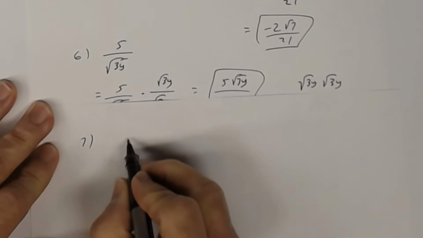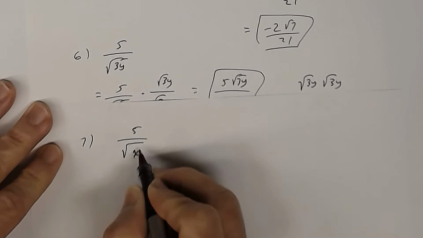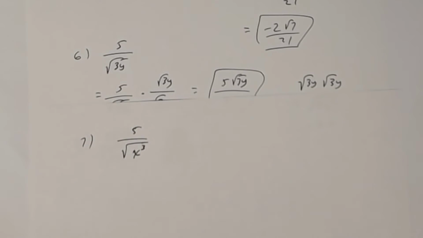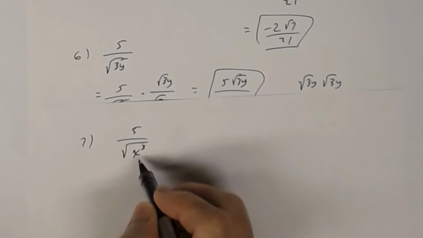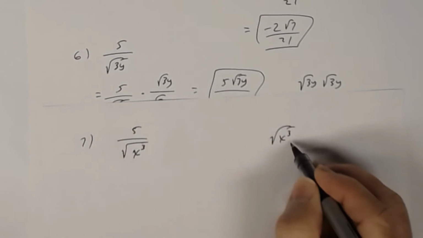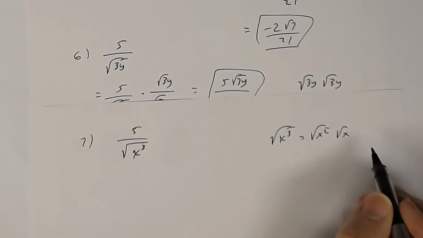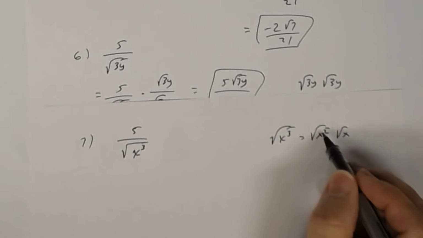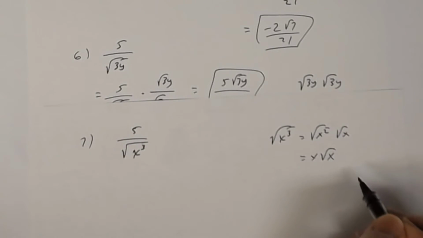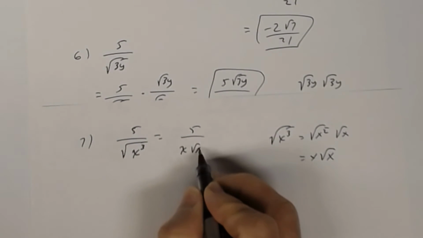So number 7. Let's suppose we had 5 divided by the square root of x to the 3rd power. Okay, a couple of things you can do. You could simplify the square root of x to the 3rd first, and we know how to do that. We know that the square root of x to the 3rd is the square root of x squared times the square root of x, based on our experience before, right? Okay, and so the square root of x squared is x, so you get x times the square root of x. So that's that denominator. So this becomes 5 divided by x times the square root of x.